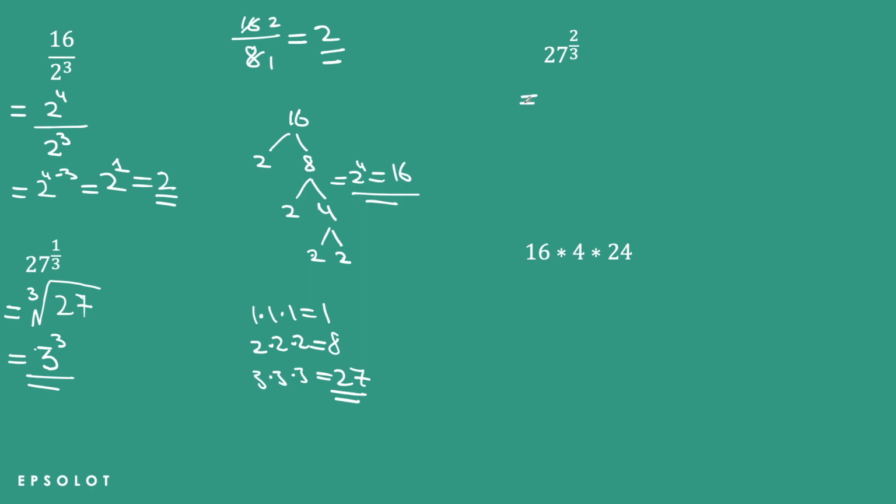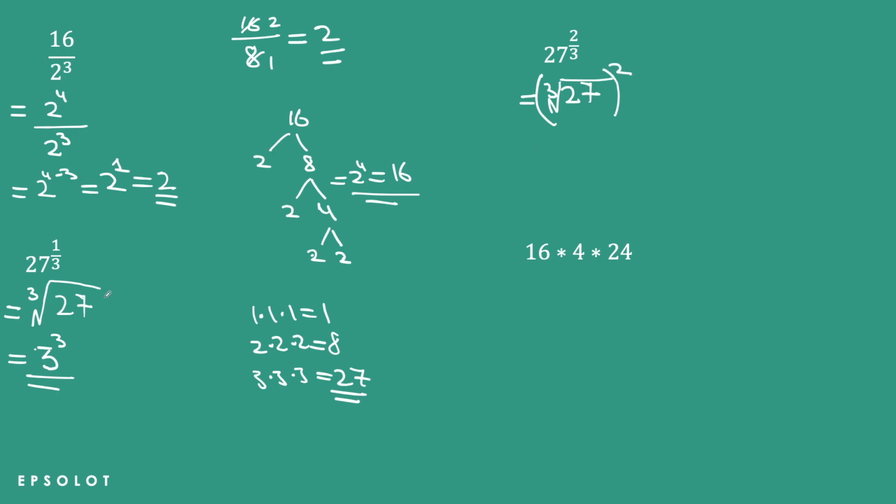Moving forward, interestingly enough, now we have 27 raised to the power of 2/3. In the previous example, we had 1/3, so we took the cube root, but now we have 2/3. So let's put it this way: you have 27 to the power of 2/3, and what this means is that you need to find the cube root, and then you need to raise it to the power of 2.